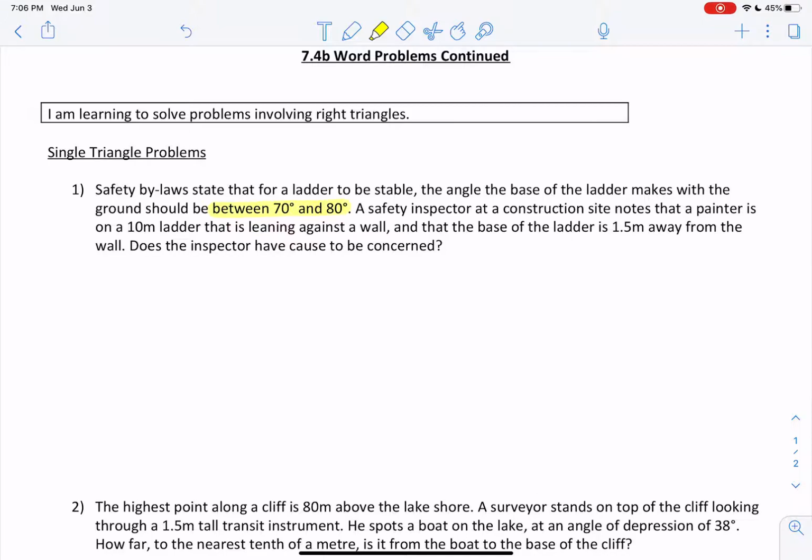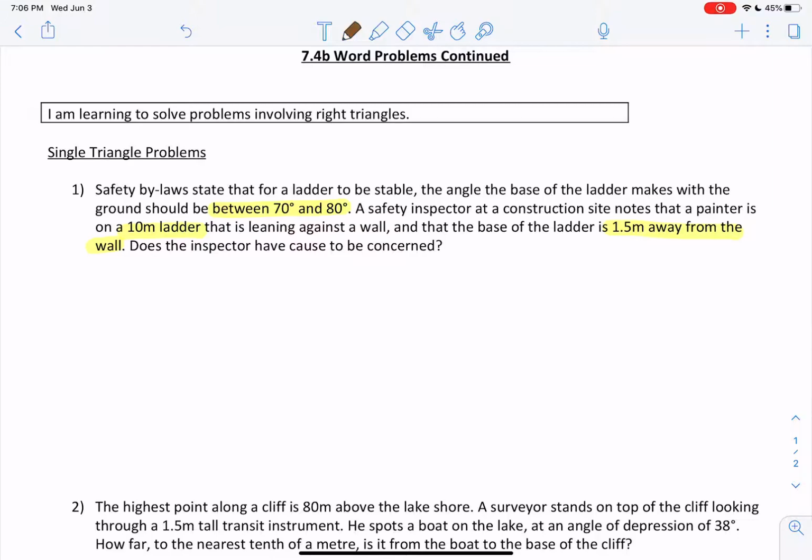A safety inspector at a construction site notes that a painter is on a 10-meter ladder that is leaning against a wall, and that the base of the ladder is 1.5 meters away from the wall. Does the inspector have cause to be concerned?